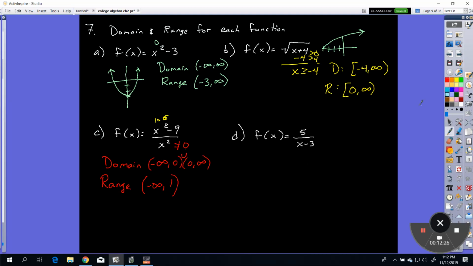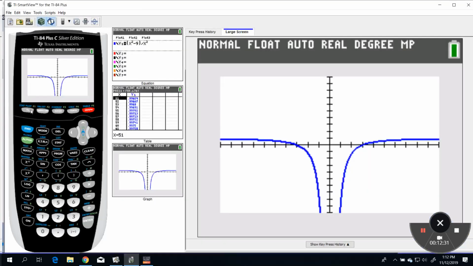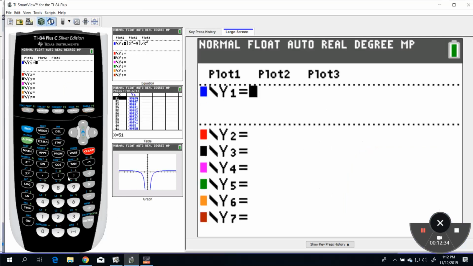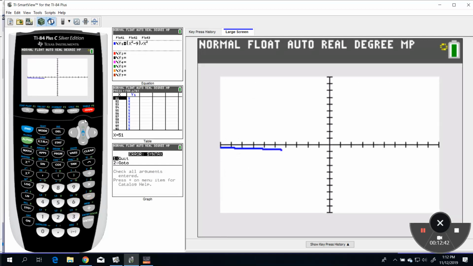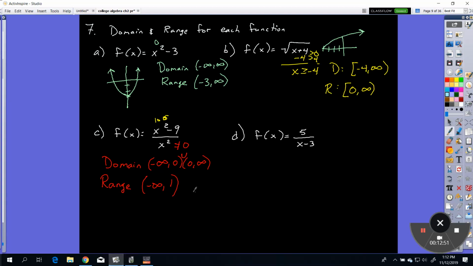Now in part D, we can look at that on the calculator as well. Y equals 5 divided by parentheses x minus 3, graph. So right at 3, it takes a nosedive, and then it picks back up here, and it looks like it never crosses 0. So if I come to this, I know that x cannot equal 3. Okay, so on my domain, it's negative infinity to 3 and 3 to infinity.